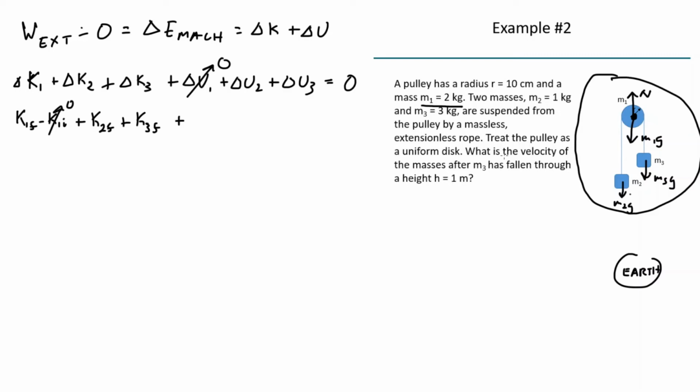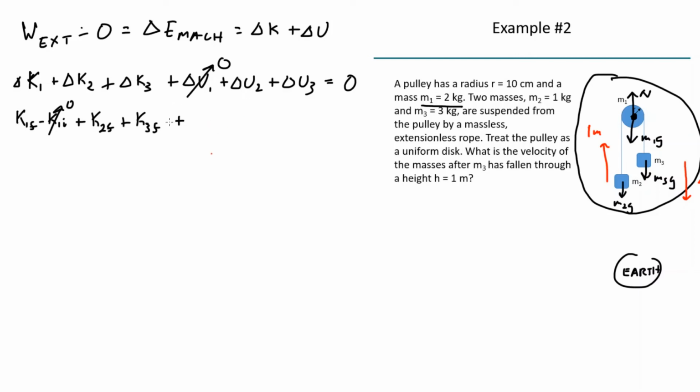Now, since M3 is heavier than M2, M3 is going to go down, right? It's going to go down through some height delta H, which is 1 meter. If M3 goes down by 1 meter, this is an extensionless string. So that means M2 has to go up by 1 meter. So if this is 1 meter, this is 1 meter.